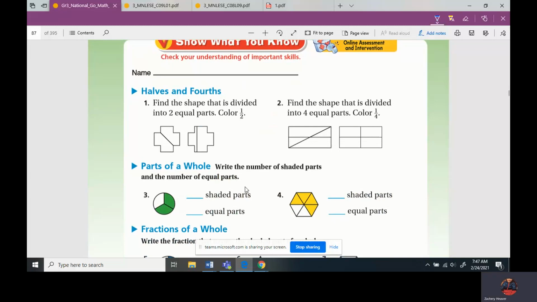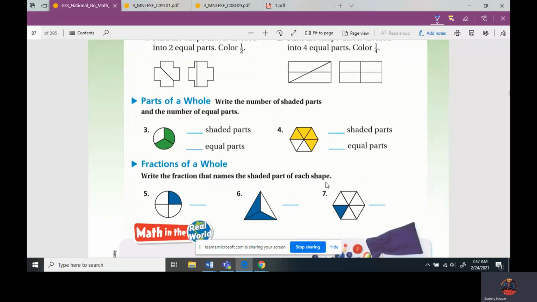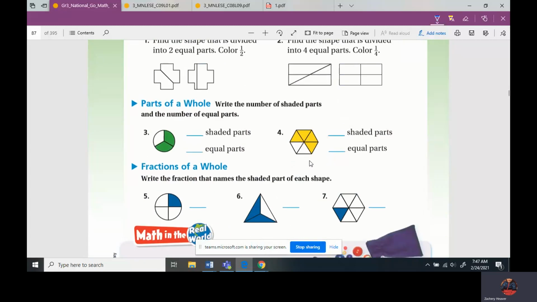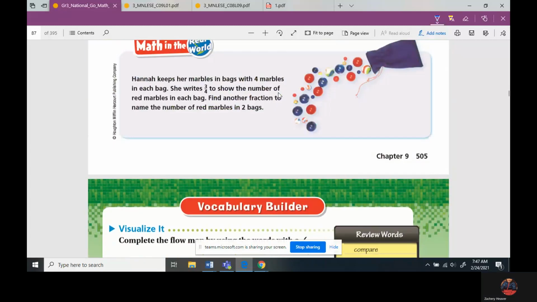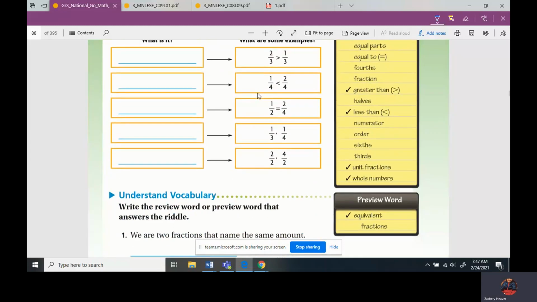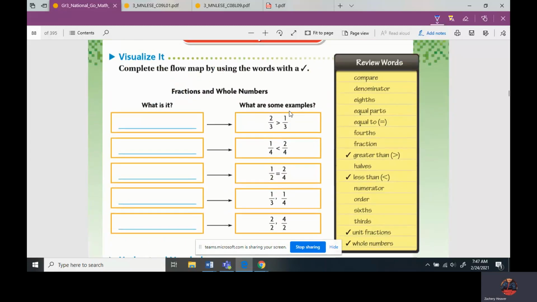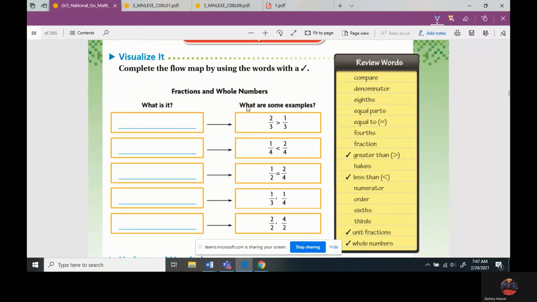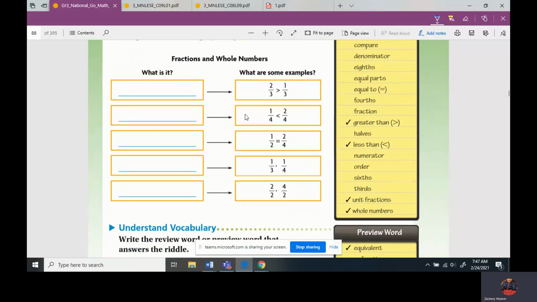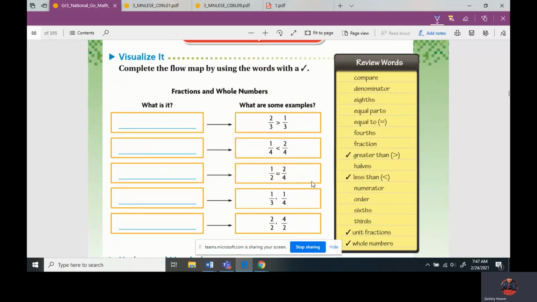So we know the terms: half is 2, thirds 3, fourths 4, sixths 6, and eighths 8. We know that. So I want everyone to go through this page right now and see if they can get it done. The first page. The second page has our definitions, and the ones we're going to use for the top part are the ones with the check mark.